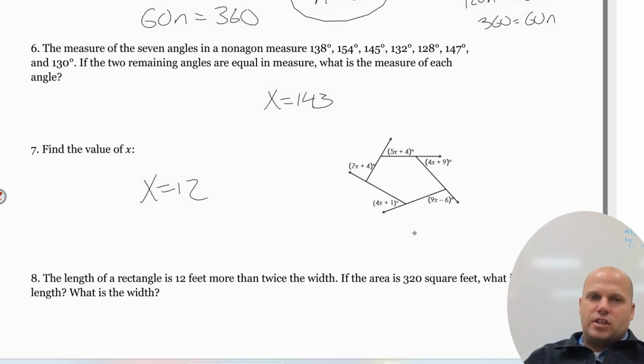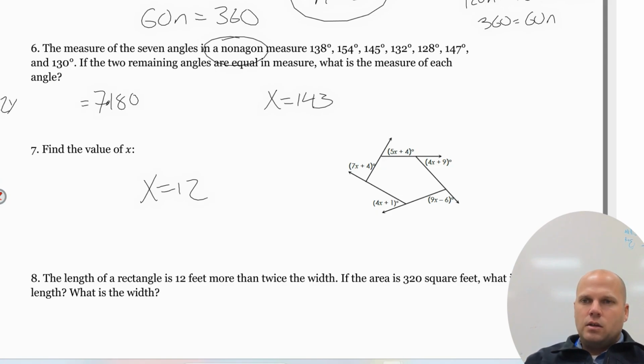7 is the same, is easy. This adds up to equal 360. Since we have a nonagon, we have 7 180s is the sum. So we'll have 2x plus the sum of all those angles. You'll solve for x here. All of these angles add up to equal 360.